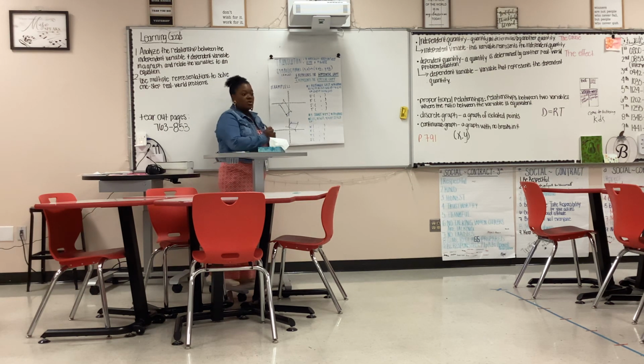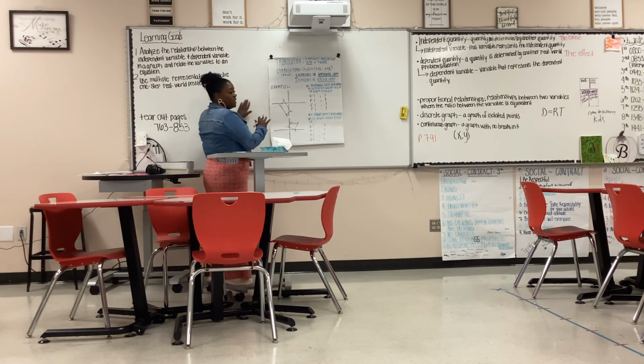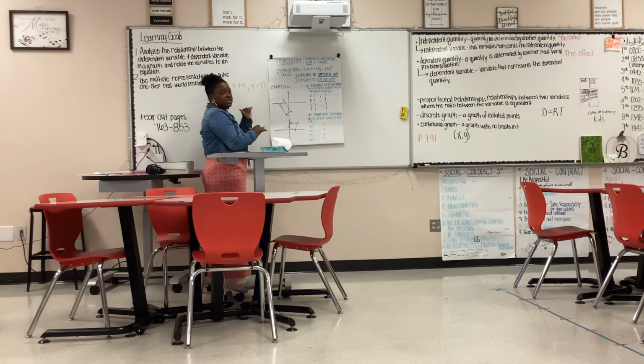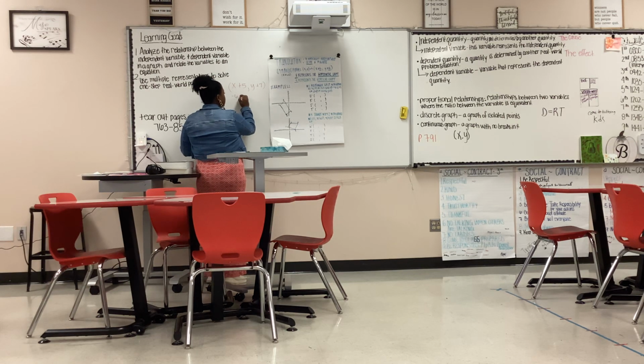So how we are going to implement this rule is if I do my work on the board. My rule is x plus 5 and y plus 7. So you're going to take each coordinate and plug in the x and then plug in the y. So I'm going to plug in -6 plus 5, and then I have -1 plus 7. That's going to give me -1 and 6.